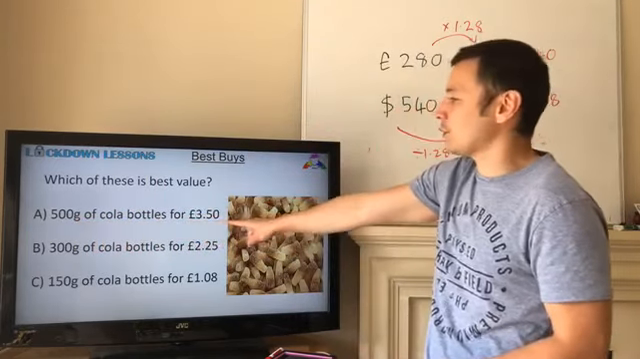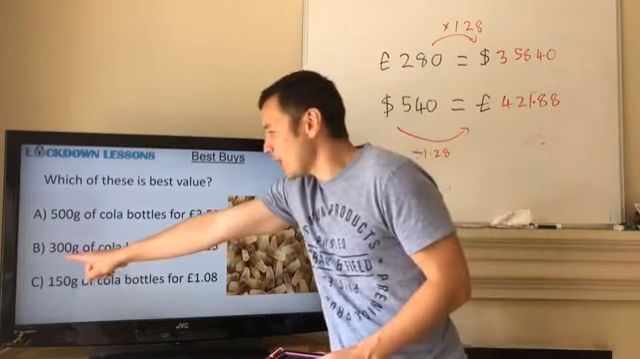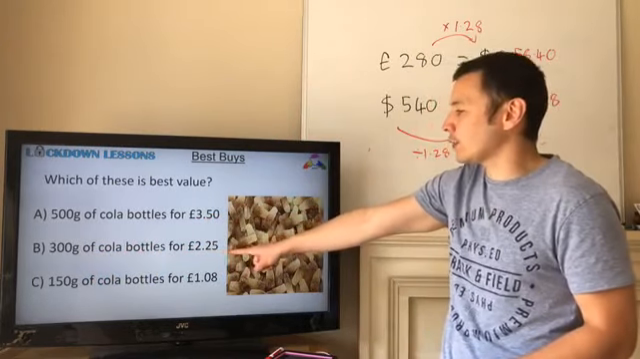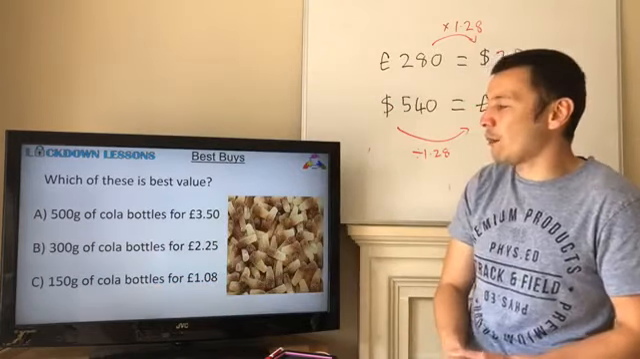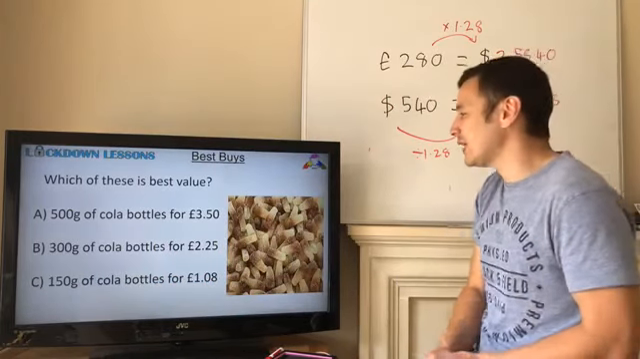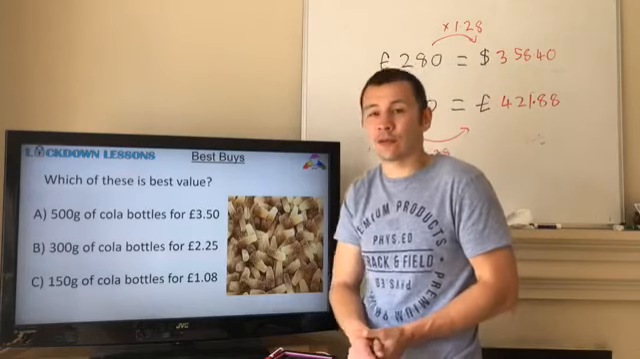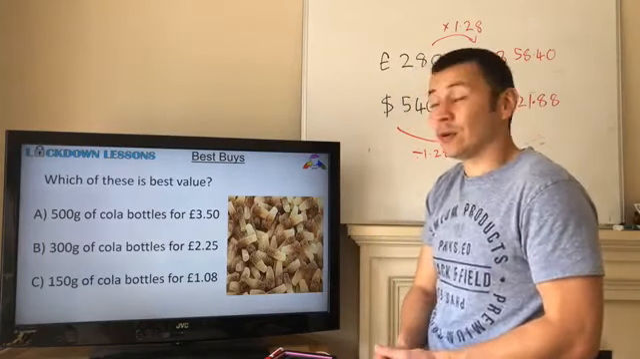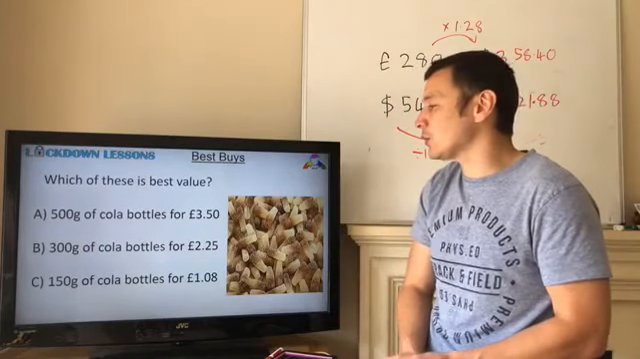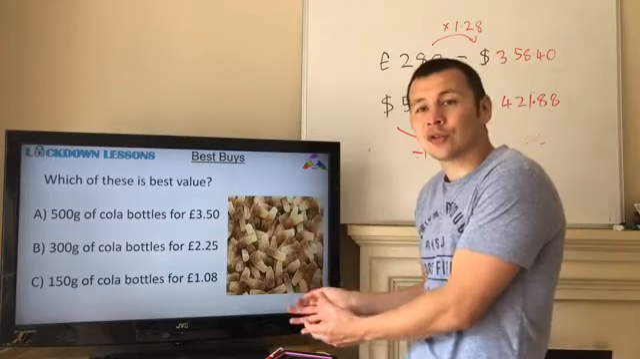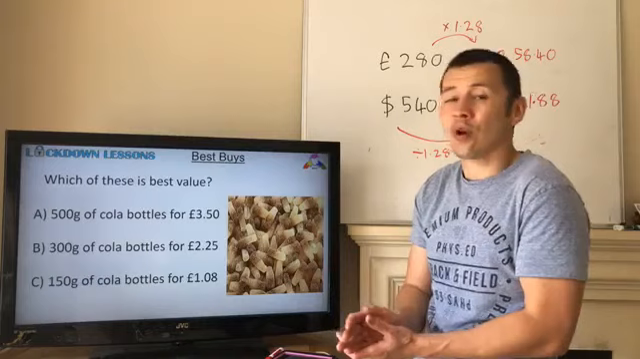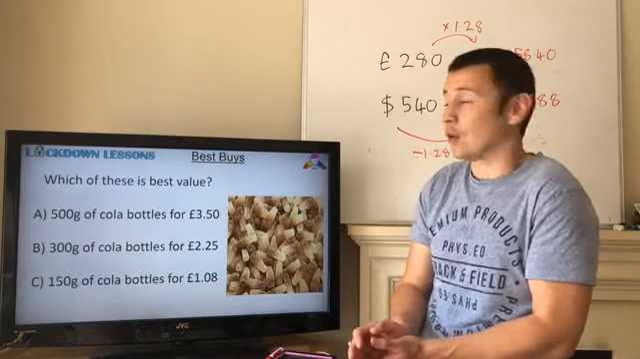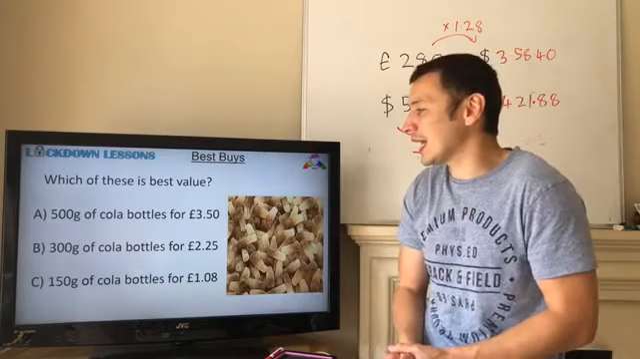500 grams of cola bottles for £3.50, 300 grams of cola bottles for £2.25, or 150 grams of cola bottles for £1.08. Which is the best value out of those three deals there? Deal A, deal B, deal C. And if you're posting an answer in the chat, make sure you give your reason. How do you know which one is the best value? And set out your work clearly again.